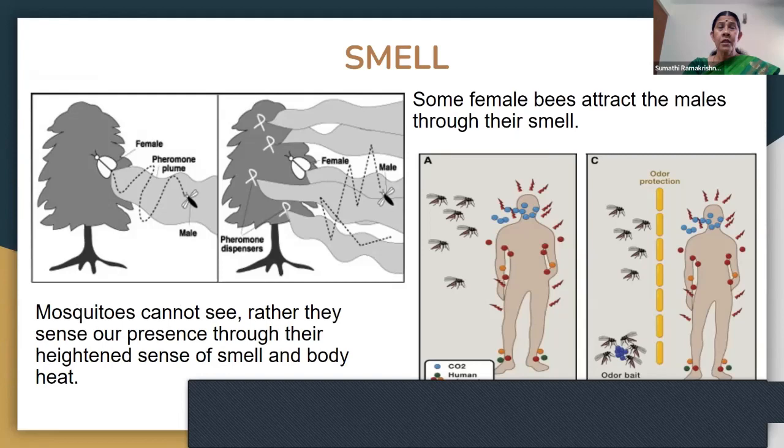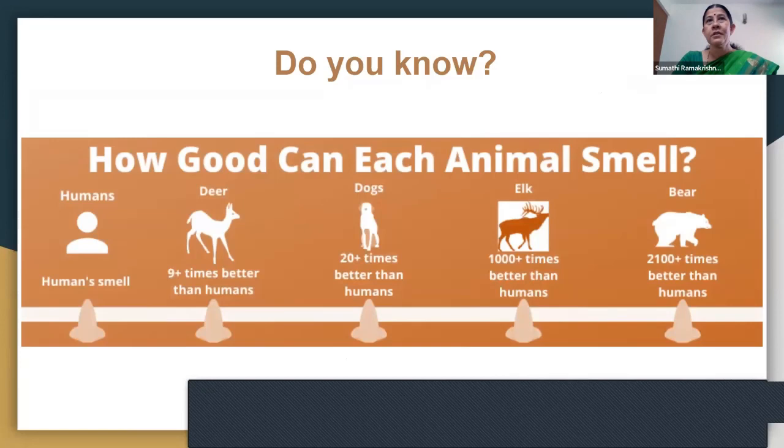So mosquitoes cannot see. Rather, they sense our presence through their heightened sense of smell and body heat. They only come near us through that. They don't have vision, actually. Now, do you know some facts to make it interesting? We are comparing the smell scale with humans as the base. So deer can smell 9 times better than us. Dogs 20 times, like that, keeping human as the scale.